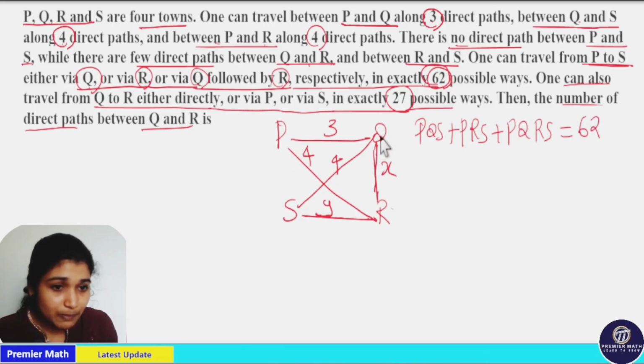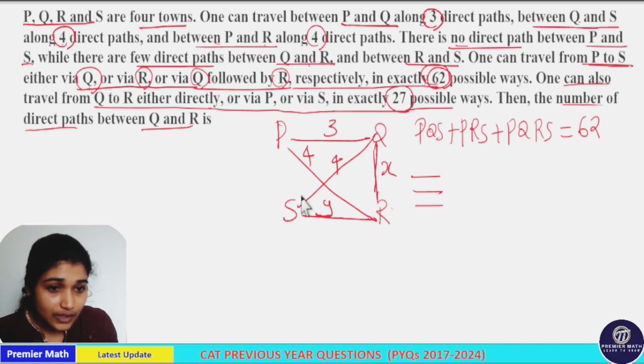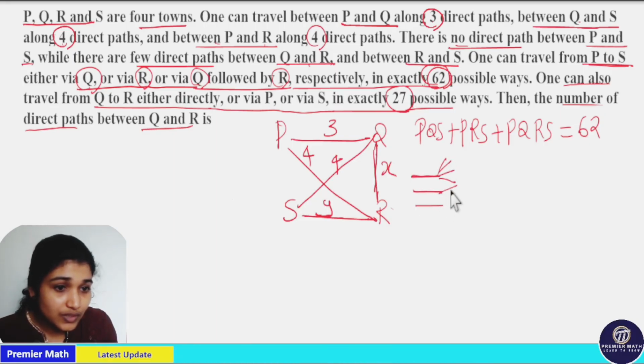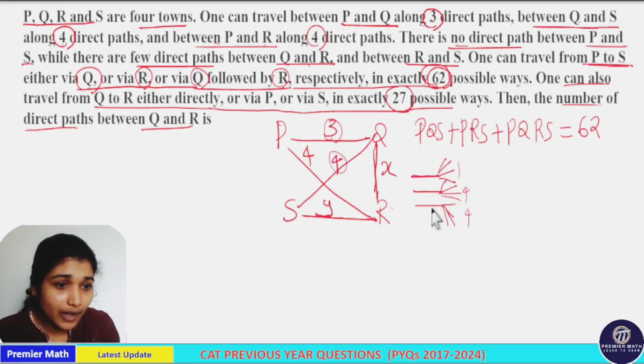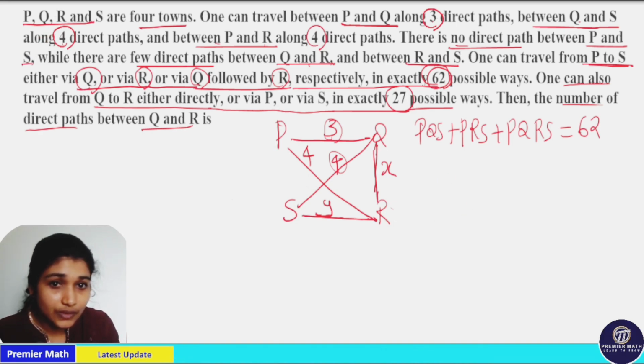Now if you look at PQ, PQ means a total of 3 paths. And from QS there are 4 paths, which means the first path can choose any of these 4 paths, the second path can also choose any of these 4 paths, and the third path can also choose any of these 4 paths. Total 4 plus 4 plus 4, 12 paths. Or you can write 3 into 4, 12. So you can have a total of 12 paths along PQS.